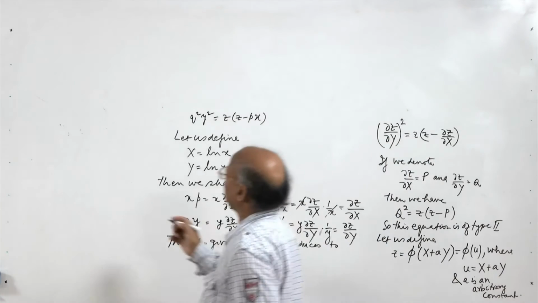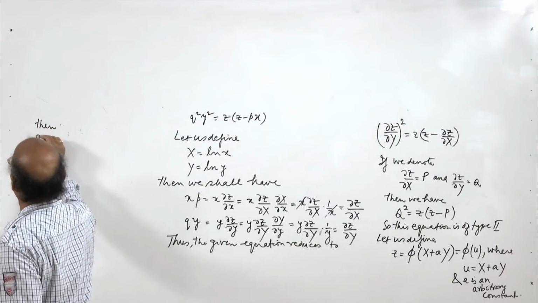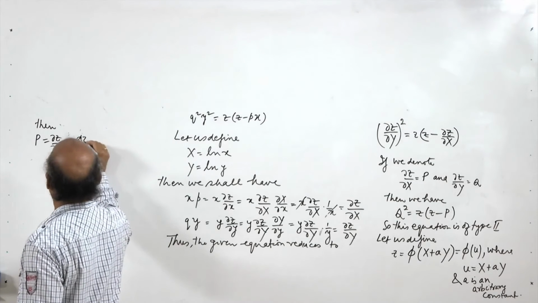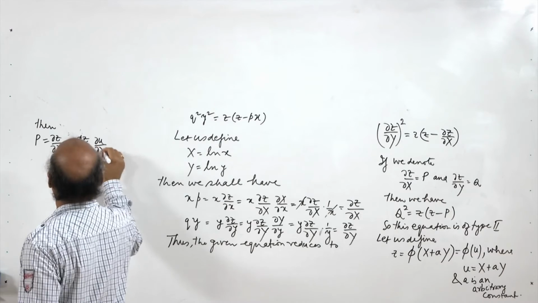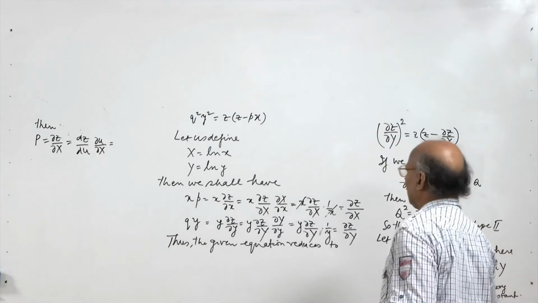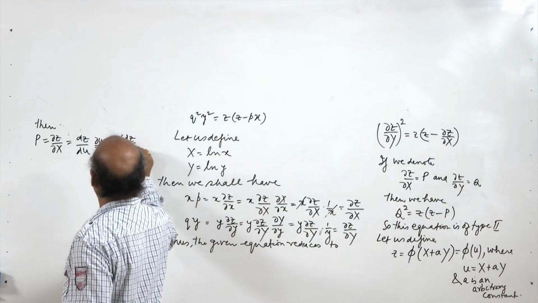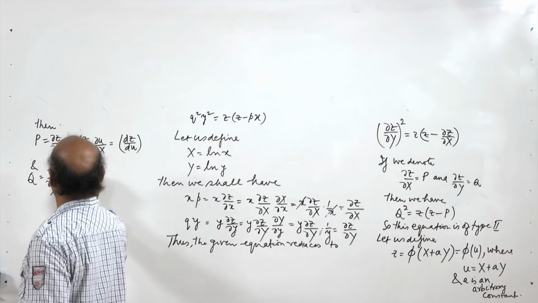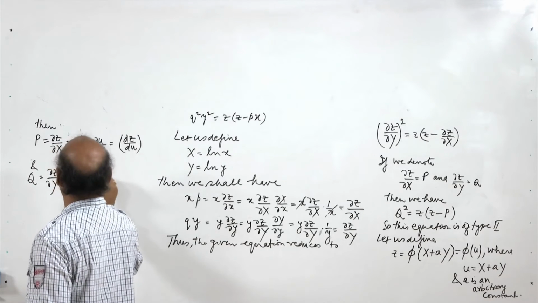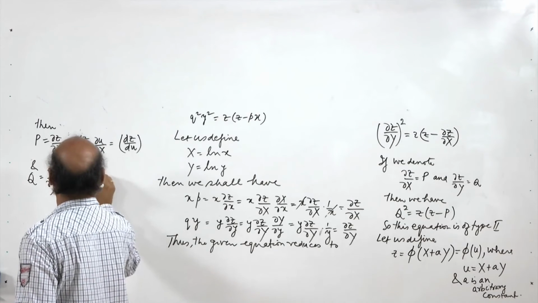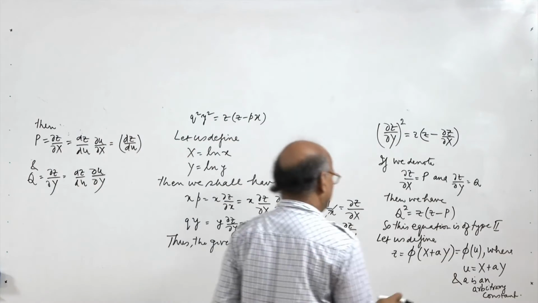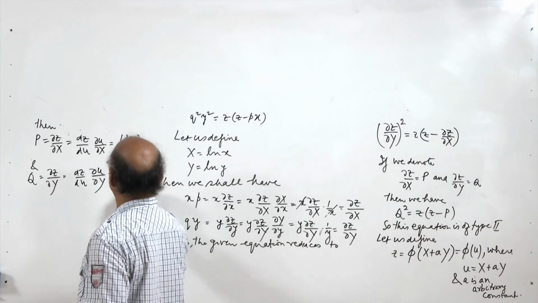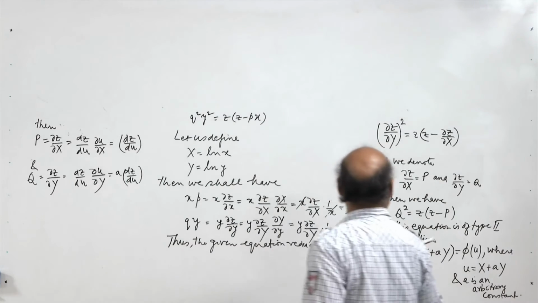Okay, so then delta z over delta x, then p equal to delta z by delta x, will be equal to dz by du into delta u by delta x, and delta u by delta x is equal to 1. So we have dz by du. And capital Q will be equal to delta z by delta y, which will be equal to dz by du into delta u by delta y. Delta u over delta y is equal to a, so we have a dz by du. Let us replace these values of p and q in the equation.